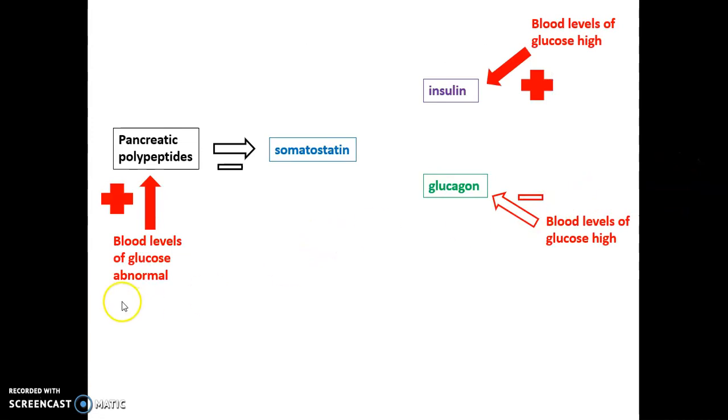So again, in our diagram, blood glucose levels are abnormal. This stimulates the production of pancreatic polypeptides. Pancreatic polypeptides then inhibit somatostatin, so it stops somatostatin from being produced. The blood glucose levels are high, so that will stimulate the release of insulin. And because blood glucose levels are high, glucagon will be inhibited. It will not be produced. So you only get these two hormones produced for high levels of glucose.